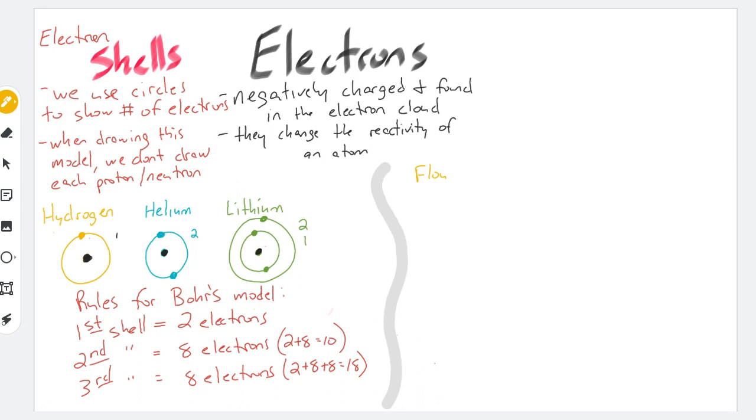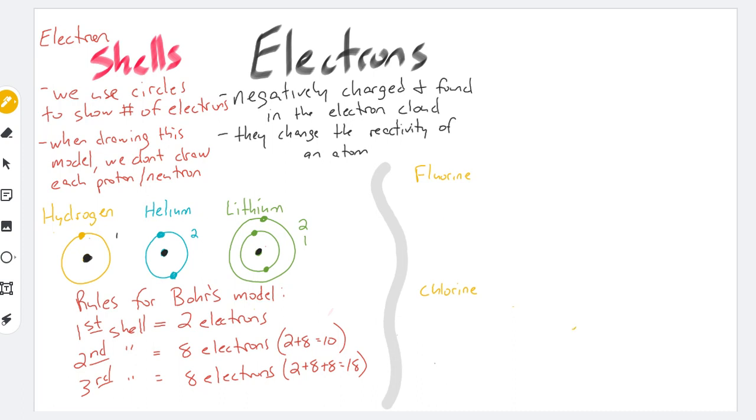We're going to go, I think that's misspelled, F-L-U-O-R, I think. I'm going off memory here. Fluorine and chlorine. So fluorine and chlorine, if you look at the periodic table, they're going to be right above or below each other. So we're going to draw this.